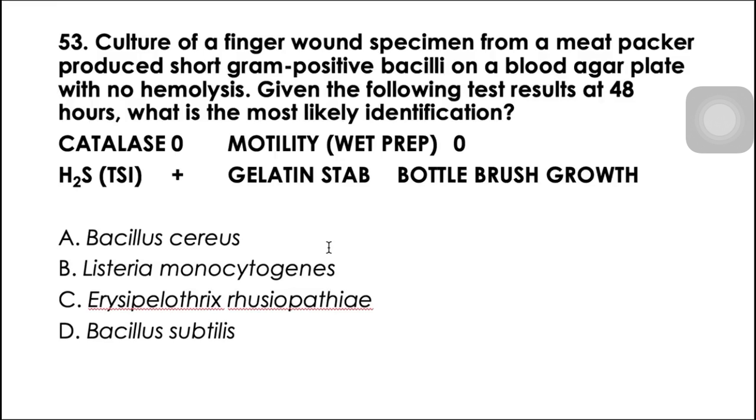Number 53 po tayo, culture of a finger wound specimen from a meat packer produced short gram-positive bacilli on a blood agar plate with no hemolysis. Okay, so again, common din siya among butchers nga po. Given the following test results at 40 hours, what is the most likely identification? So this one is H2S positive. This one is the gram-positive bacilli. Meron siya characteristics of gelatin stab na bottle brush growth.